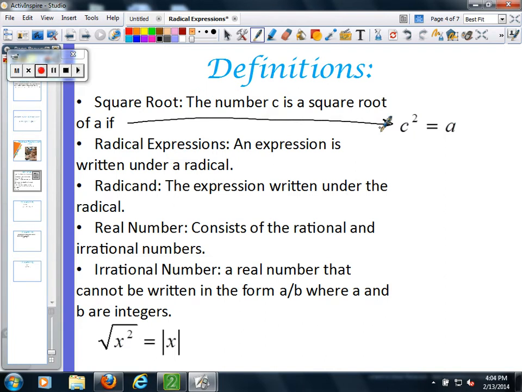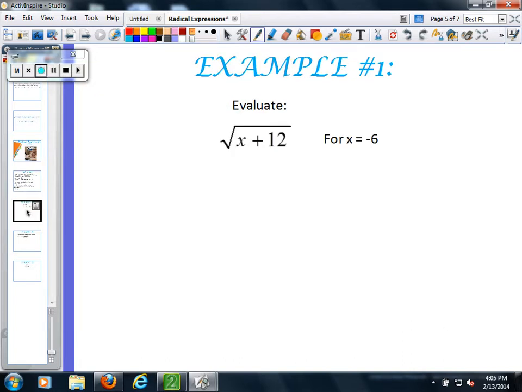So it's whatever the expression is that's written underneath the radical sign. Real number: it consists of the rational and the irrational numbers. I actually skipped radicand. Radicand is the expression that's written under the radical. An irrational number is a real number that cannot be written in the form a divided by b, where a and b are integers. And the last thing is that the square root of x squared equals the absolute value of x. This is going to be an important piece for us while we're doing some of our problems today.